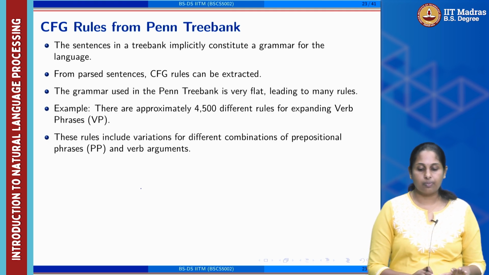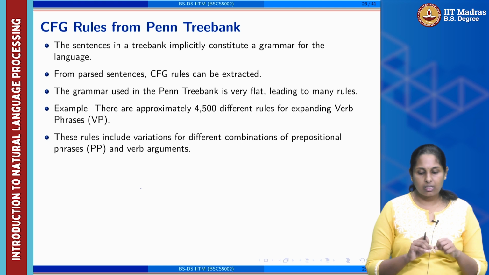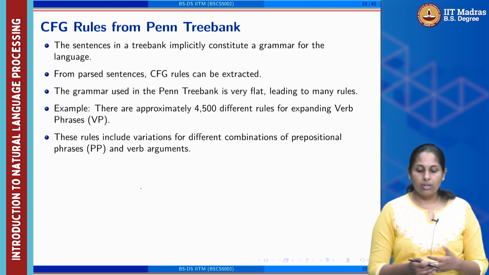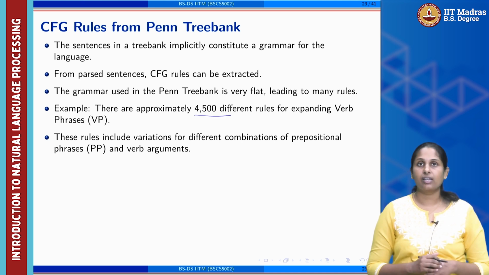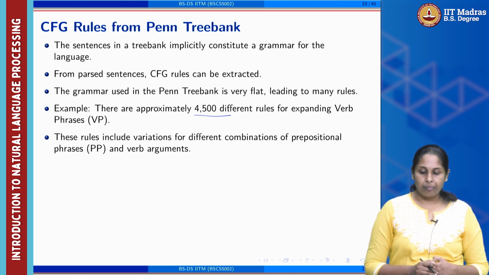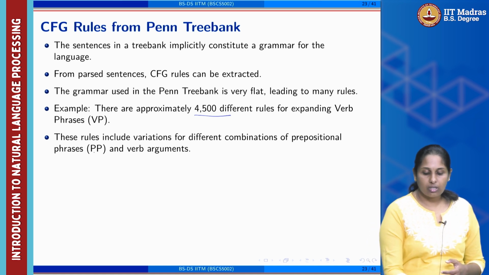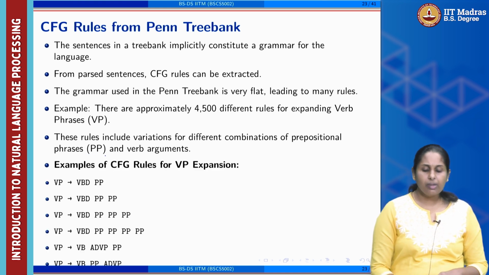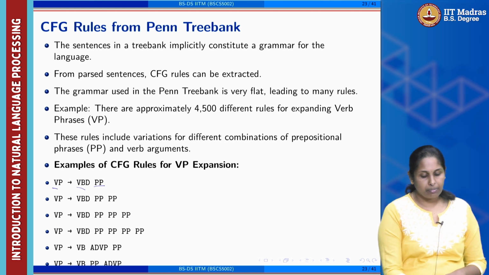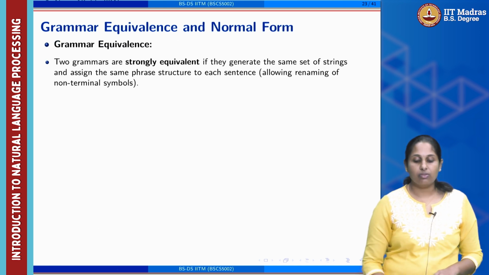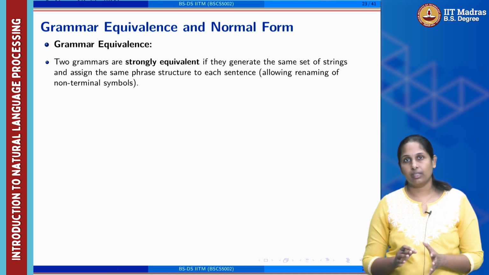So the parsed sentences are extracted. Since the grammar used in the Penn Treebank is very flat, it leads to many rules. Approximately 4,500 different rules for expanding only VP are identified in the Penn Treebank. Similarly, there is a lot of variation in how the PP is formed in languages like English. For example, VP can be VBD with PP, VP can be VBD with PP PP, or any number of PPs, and different other rules are formed. These CFG grammars are the most important thing for building the parser.